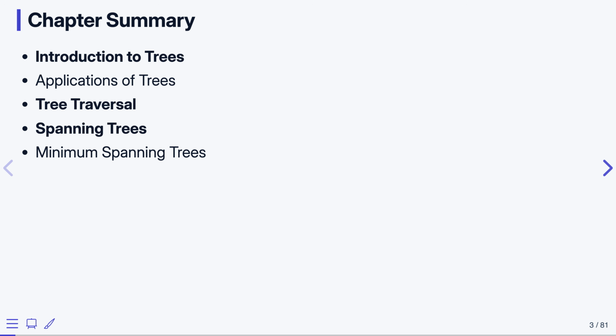This is the plan for the whole chapter, 5 topics in order. First, we introduce trees and the words that come with them. Then we look at where trees are used in the real world. Next comes tree traversal. That means visiting every dot of a tree in a set order. After that, spanning trees. Those are trees hidden inside a bigger graph. And last, minimum spanning trees, which pick the cheapest such tree. In these slides, we cover 3 of the 5: introduction to trees, tree traversal, and spanning trees.